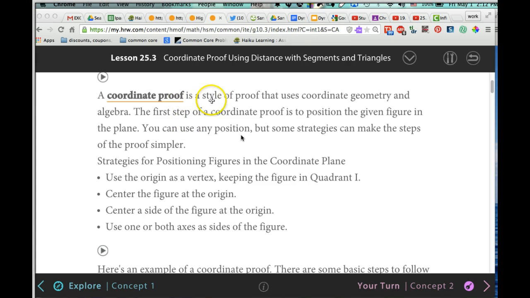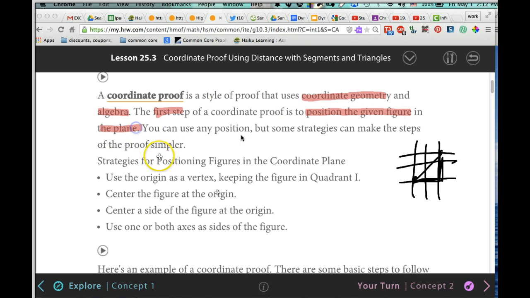So coordinate proof is a style of proof that uses what? Coordinate geometry and algebra. Just in case you don't understand what coordinate geometry means, that means we have that little graph paper, and then we're going to draw little triangles and all that stuff to prove things. And then we're going to use numbers as well. That's what algebra means, okay? The first step is obviously to position the given figure in the plane, and you have to know how to do that correctly. And so they are giving you some strategies over here.